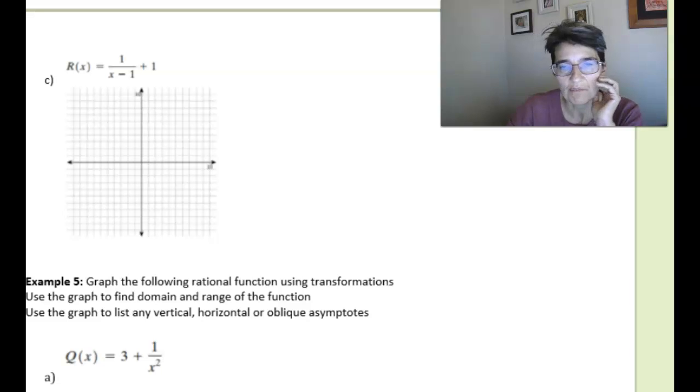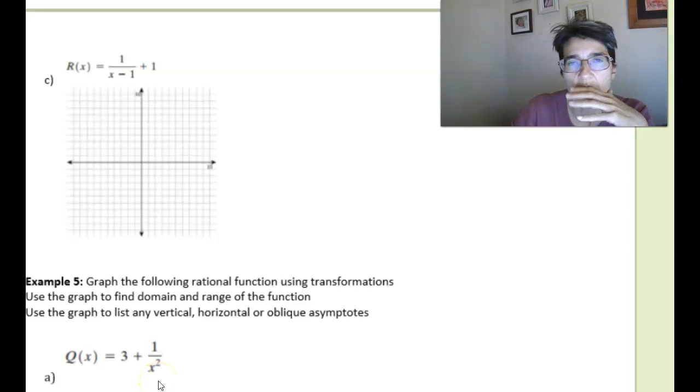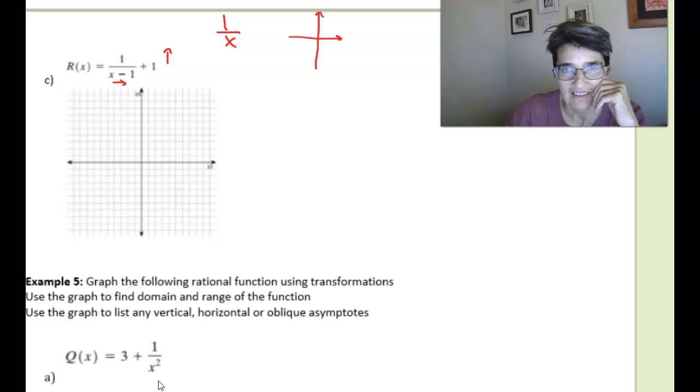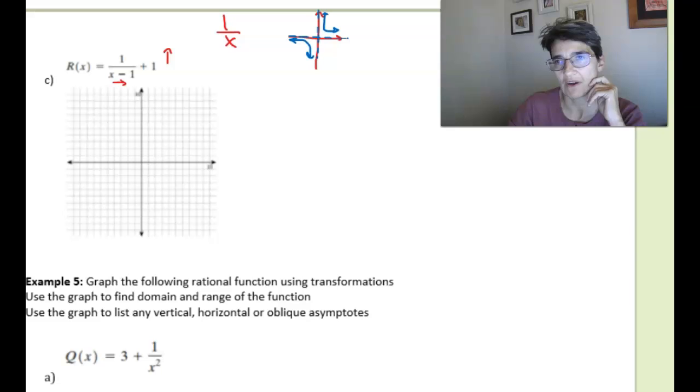So we want to identify the parent function. I see 1 over x, so 1 over x is your parent function. This plus 1, you're shifting up 1 unit. This minus 1, you're shifting right 1 unit. So let's have our 1 over x graph. It looks like this. It has a vertical asymptote at x is 0 and a horizontal asymptote at y is 0.